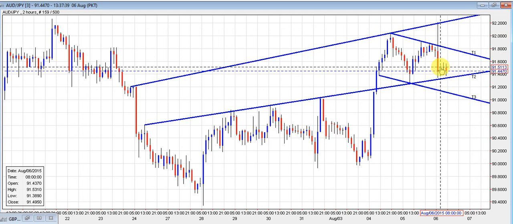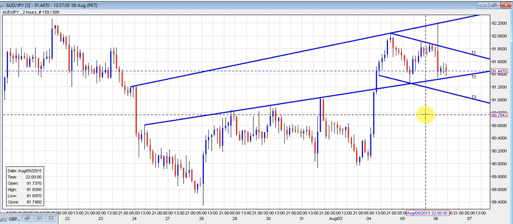Sorry, can I ask you something? This is Aussie Japanese yen. Yes. Does this pair correlate with other Aussie pairs?